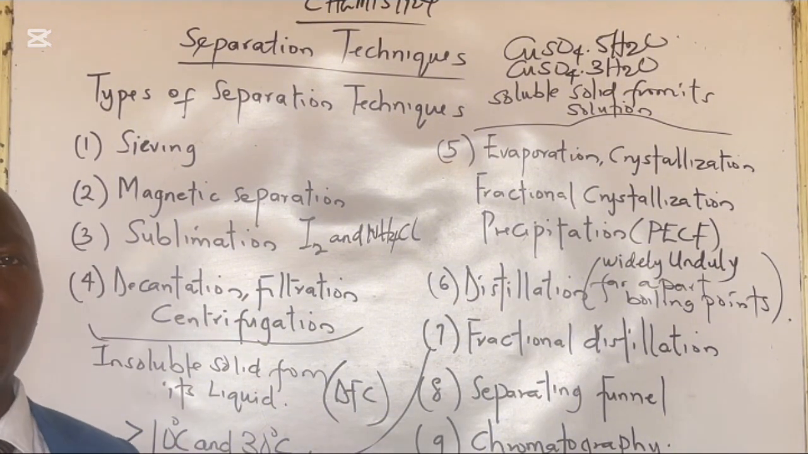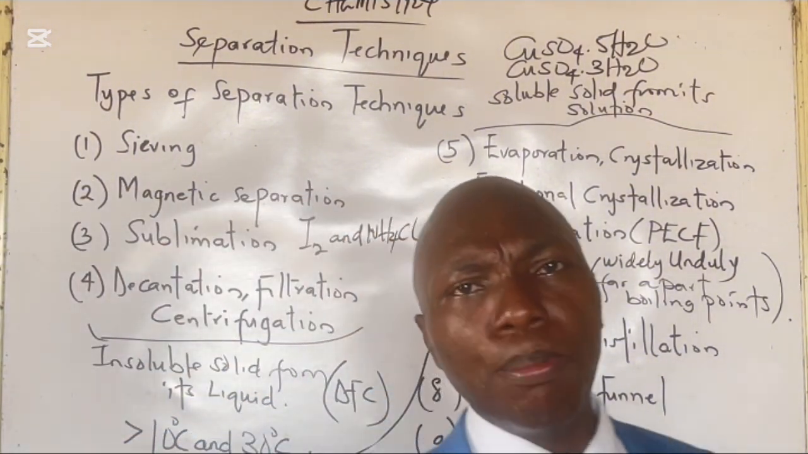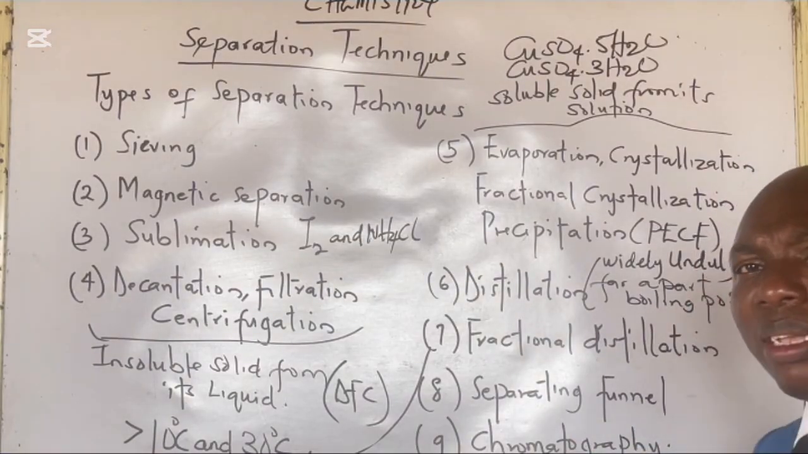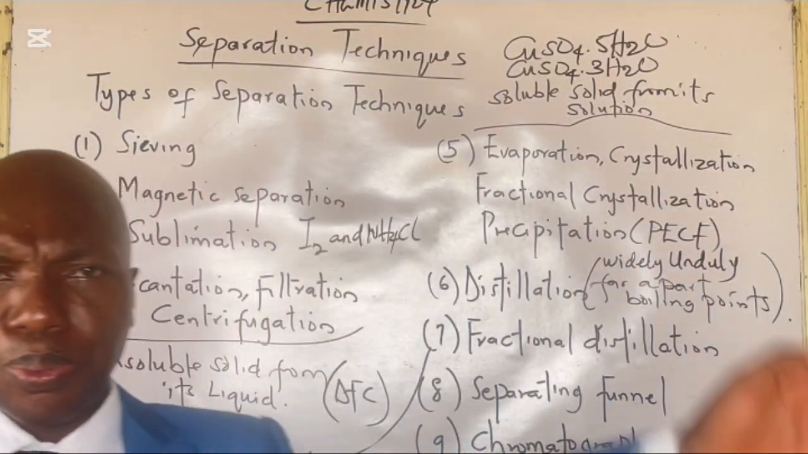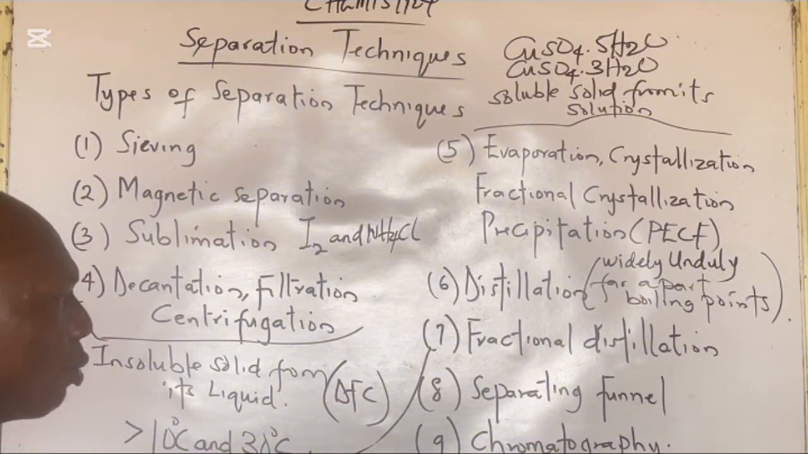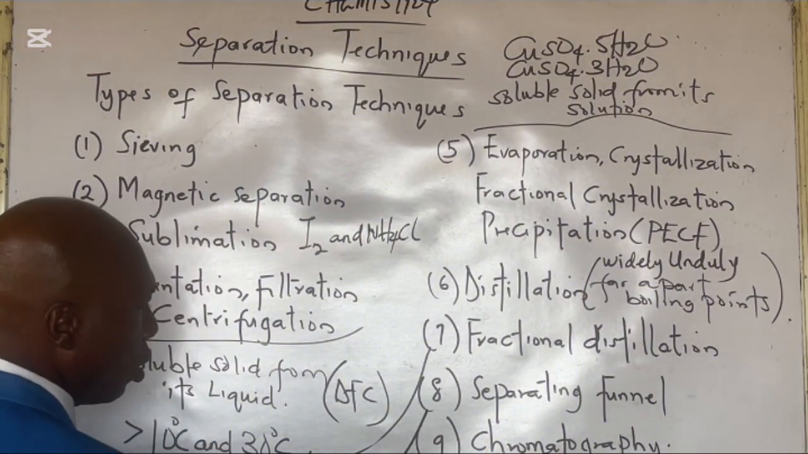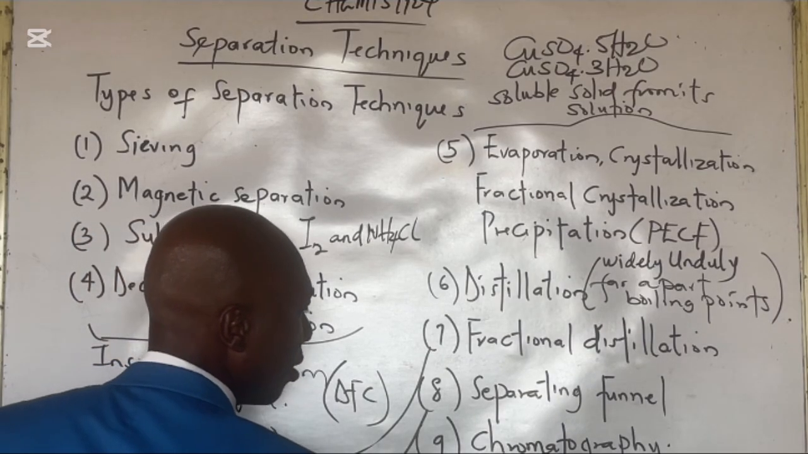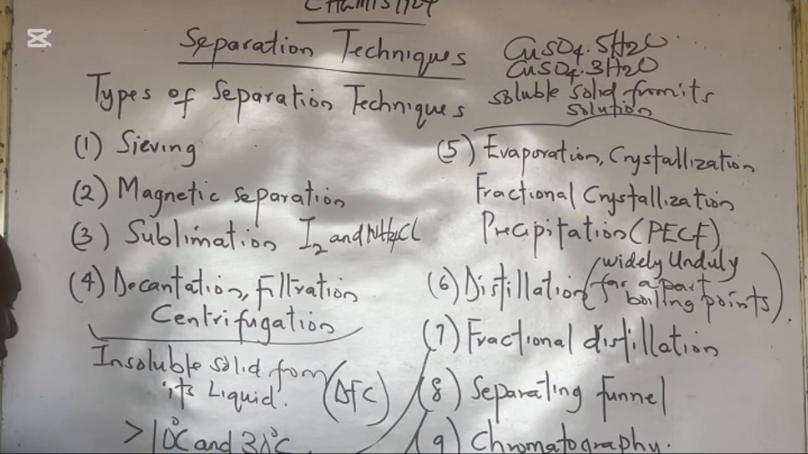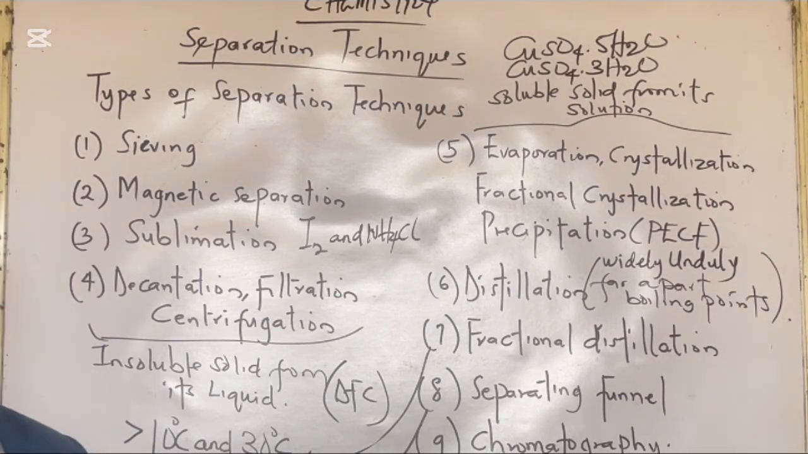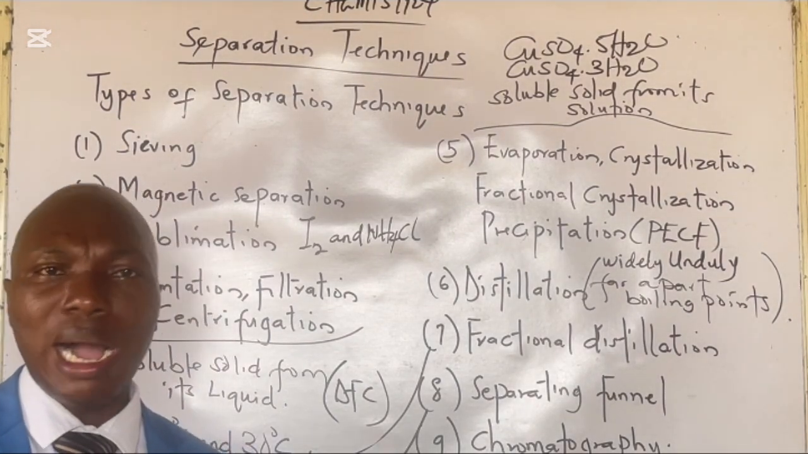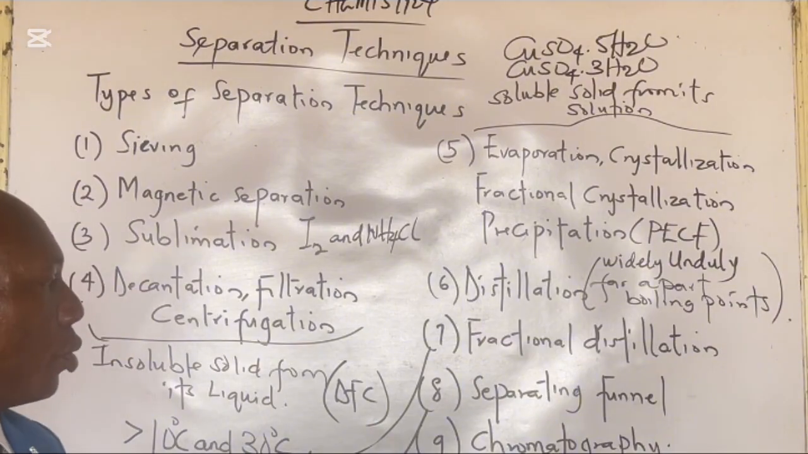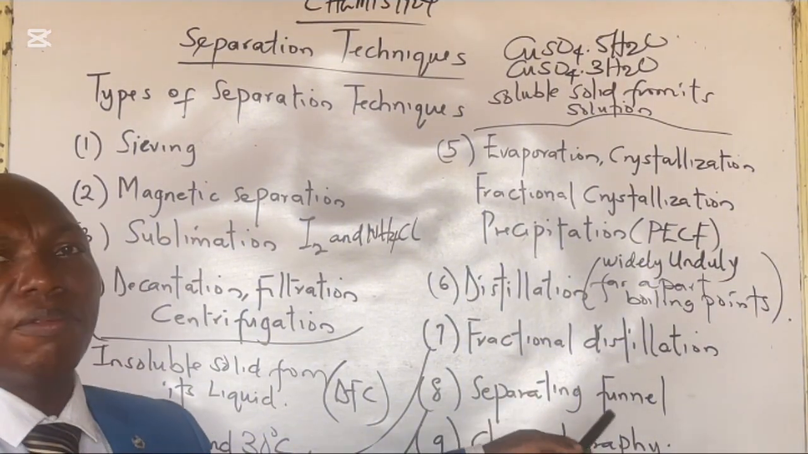The next separation technique is called the separating funnel. Separating funnel is used to separate immiscible liquids. Let's write it here. Immiscible liquids: liquids that cannot mix. Example, mixtures of petrol and water can be separated by a separating funnel.